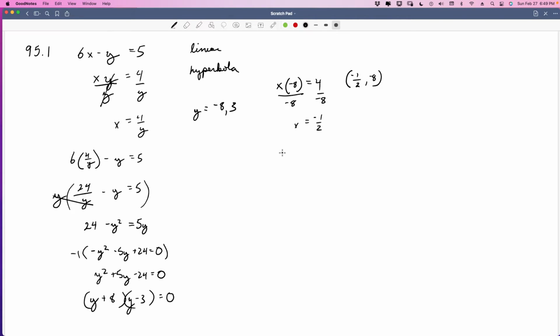So now I'm going to sub that back in where y is equal to 3. And I'm going to divide both sides by 3. And x is equal to 4 over 3 when y is equal to positive 3. So for this point, I have 4 over 3 and 3, as these are my 2 points for this system of equations. And that is how you would solve for that. All right, so let's look at 95.2.